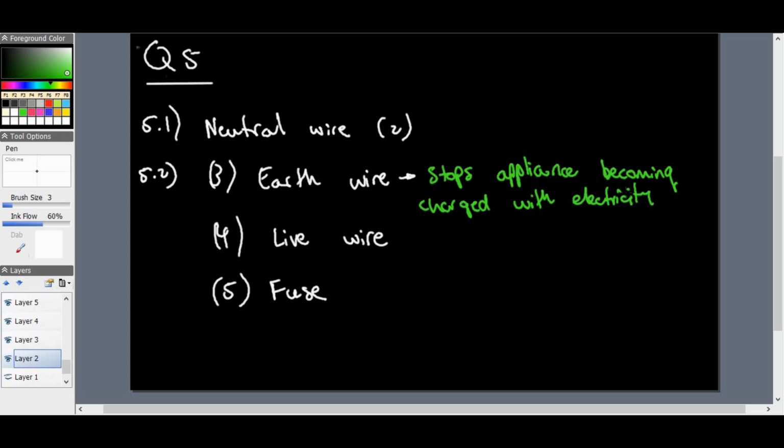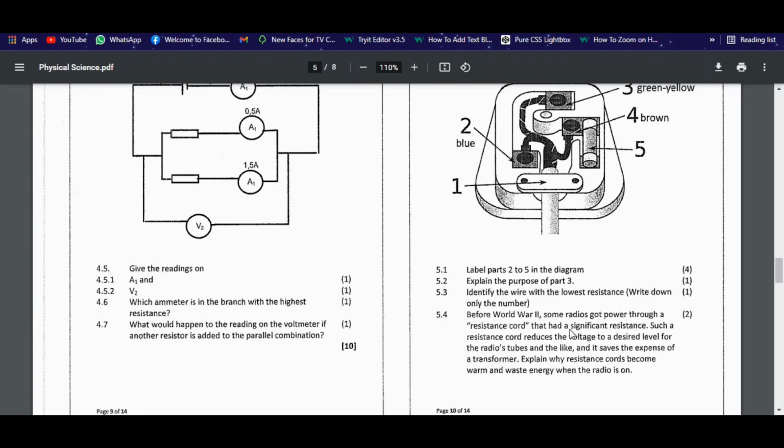So if the earth leakage is damaged or the earth leakage wire is not working properly, then of course accidents can happen. So it's very important that we check that the earth wire is doing good, because obviously it provides us with some safety when using power tools. Excellent. 5.3, identify the wire with the lowest resistance.